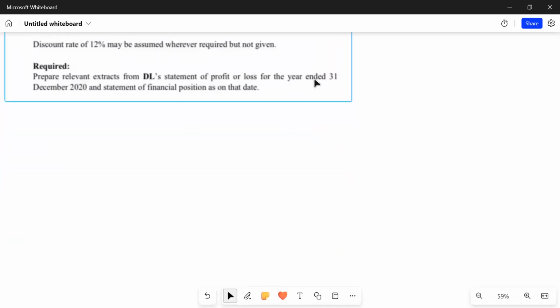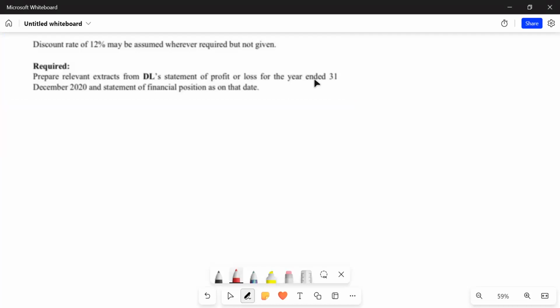So let's come to the initial recognition, which is at the date of the transaction. What are we going to do? The first thing is we have to recognize the lease liability and right of use. How do we calculate the lease liability? The lease liability is the amount that we are yet to pay. So we calculate the lease liability on the amount that we are yet to pay. So we present value the amount that we are yet to pay.